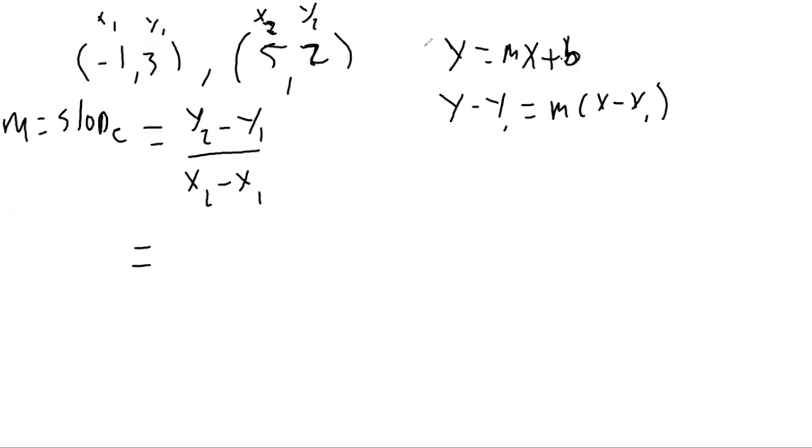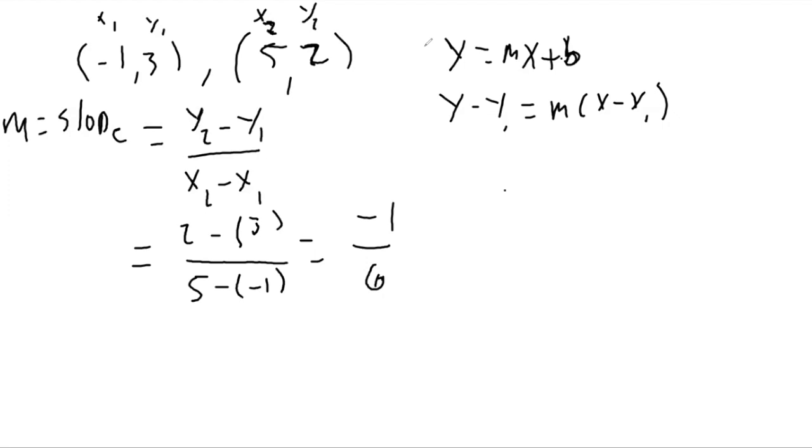So we plug in y2, we're going to get 2 minus y1, which is 3. Then we're going to get x2, which is 5, minus -1. So our slope is going to be -1 over 6. Cool. So now we have our m, and now we're going to plug this into our point slope.